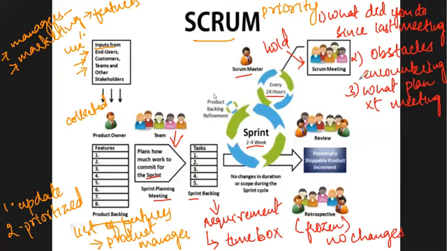Basically, you're going to try and reduce the risk, and you're going to start developing the software, adding on the different features. By the end, you're going to have a potentially shippable product increment. This potentially shippable product increment means one specific feature is completed, and that can be delivered.